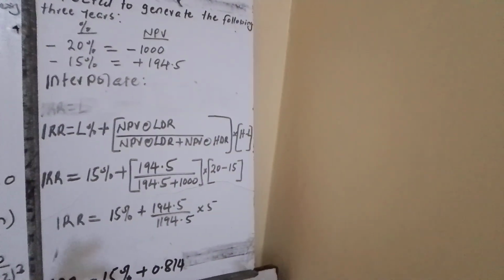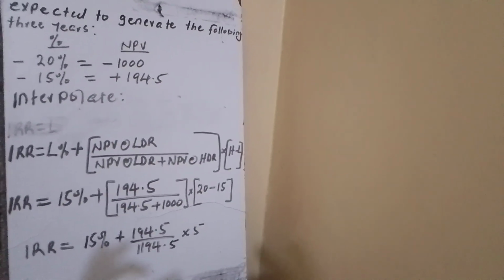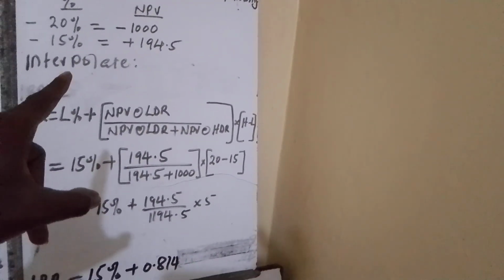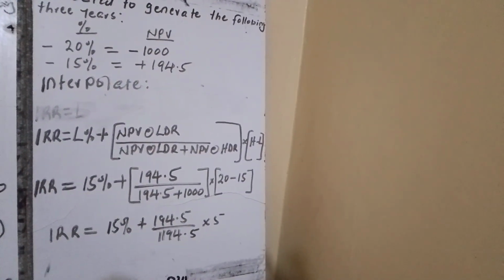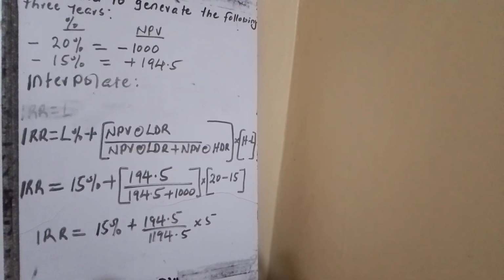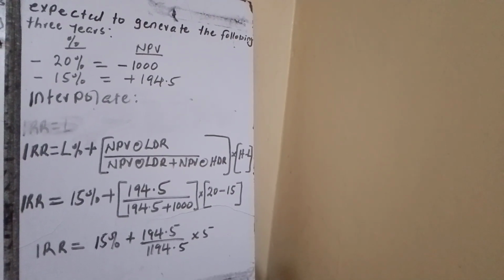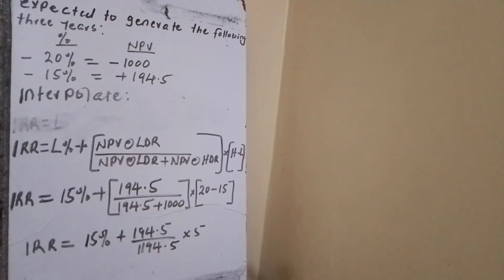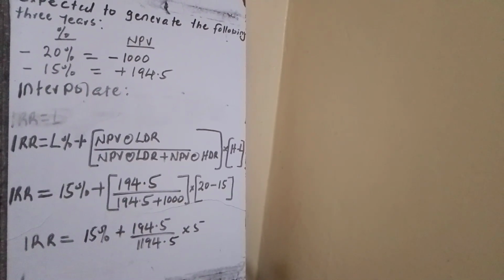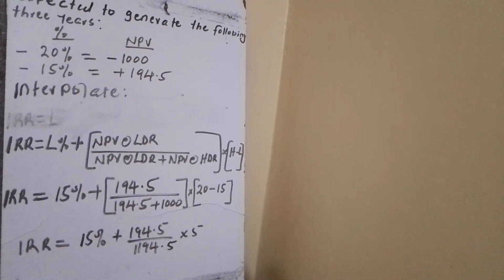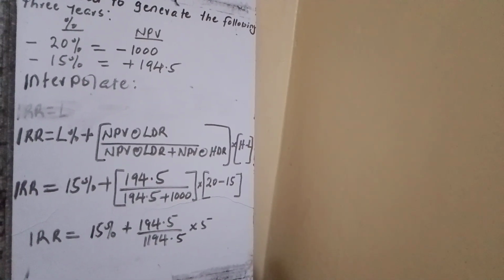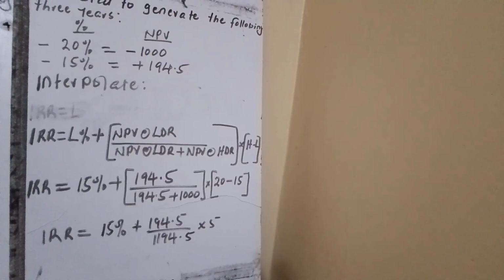Now you look at that other portion there. You can see what we are saying on that side. 20% gives me negative 1,000. If I use 20% as my rate to calculate the net present value, my net present value is negative 1,000. And then I use 15%, my net present value will be positive 194.5. So once I have that, then I should do the interpolation.